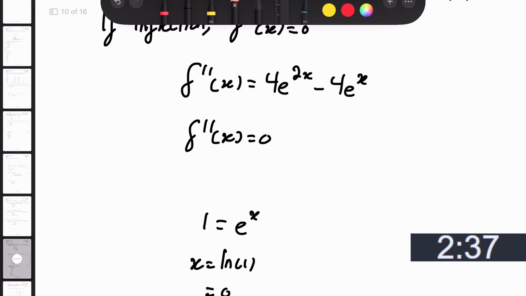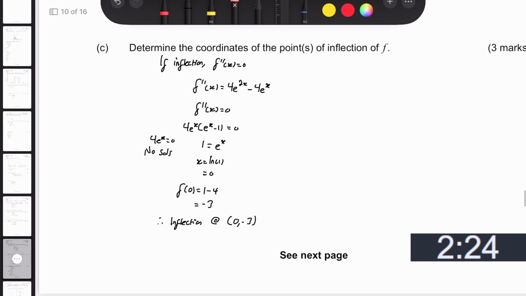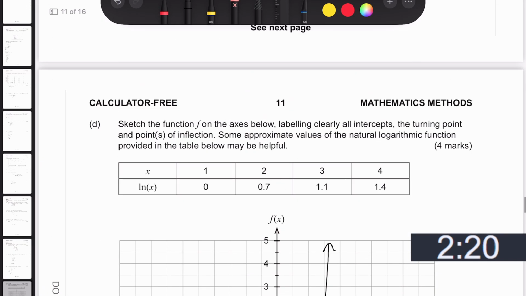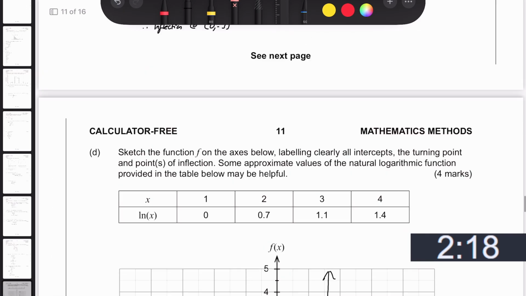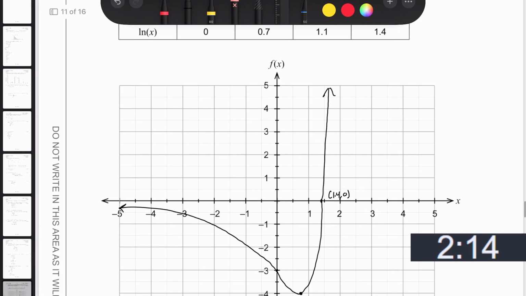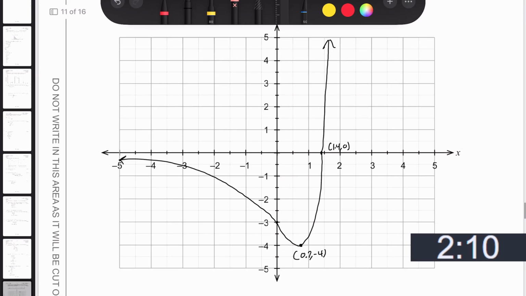Yeah, I'll rewrite this one as 4 e to the x outside of e to the x minus 1 equals 0. 4 e to the x equals 0, no solution. I think that has to be the shape of the graph. Then ln of, let's see, ln of 4, 0, it's 1.4. And then ln of 2, 0.7. Alright, pretty happy with that. 2 minutes left. I'm just going to leave it there.